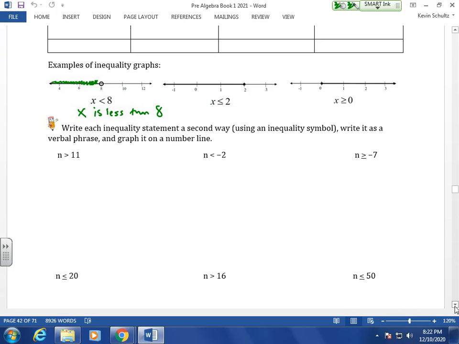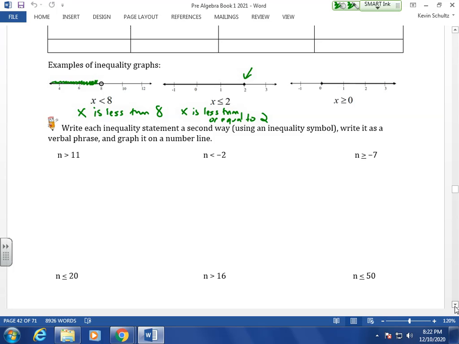It's less than 8. This next one here would be x is less than or equal to 2. Notice the difference here. In this case, we've got a closed circle at 2. That circle's been filled in. That represents that 2 is included.